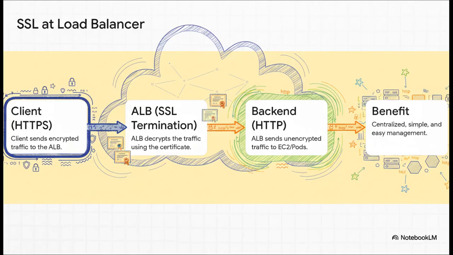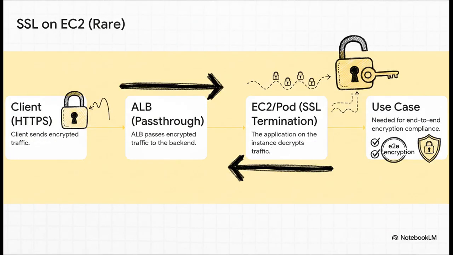So, 99% of the time, this is what you're going to see and what you're going to want to do. It's called SSL termination at the load balancer. The user's browser talks secure HTTPS to your application load balancer. The ALB does all the hard work of decryption, and then it sends plain, simple HTTP traffic to your servers in the back. This is great because it centralizes all your certificate headaches in one place and keeps your application code nice and simple.